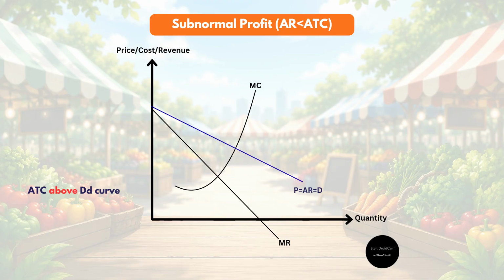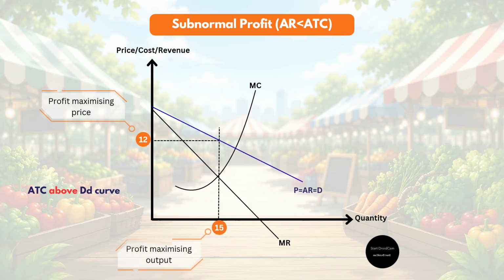The third possibility is subnormal profit, which means the firm is making a loss. Once again, begin where MR equals MC. Trace down the MR-MC intersection to determine the equilibrium quantity. Then, use the demand curve to identify the price. The monopoly charges a price of 12 and produces 15 units. Now look carefully at the ATC curve. This time, the ATC curve lies above the demand curve at the equilibrium output. So, AR is less than ATC.